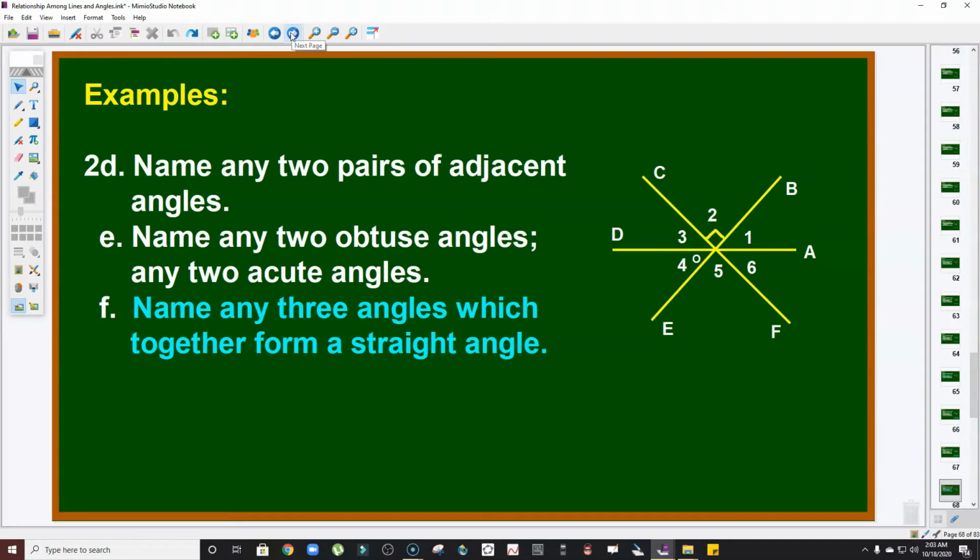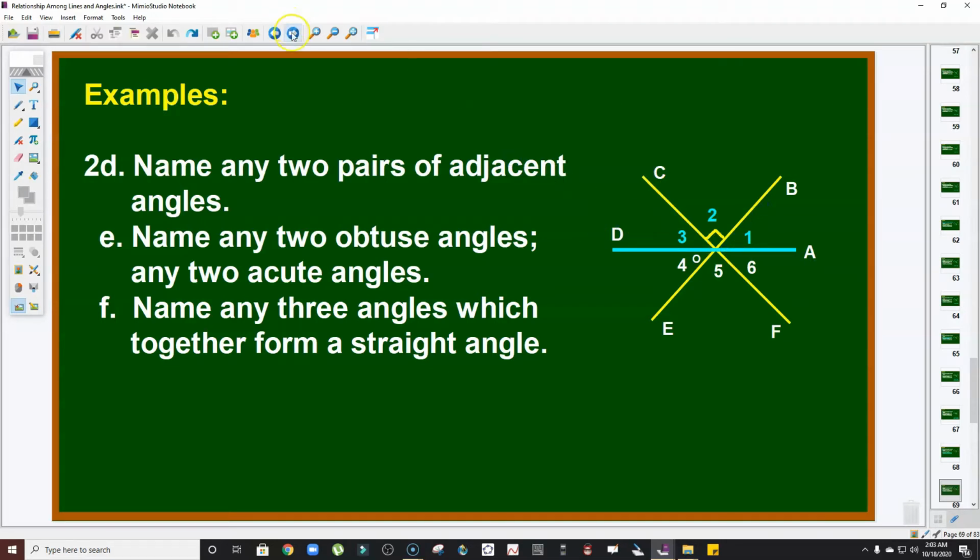Okay, next, letter F. Name any three angles which together form a straight angle. Name any three angles that will form a straight angle. So, this is the first three, angle 1, 2, 3. Or if you want to name it, angle AOB, then angle BOC, then angle COD.